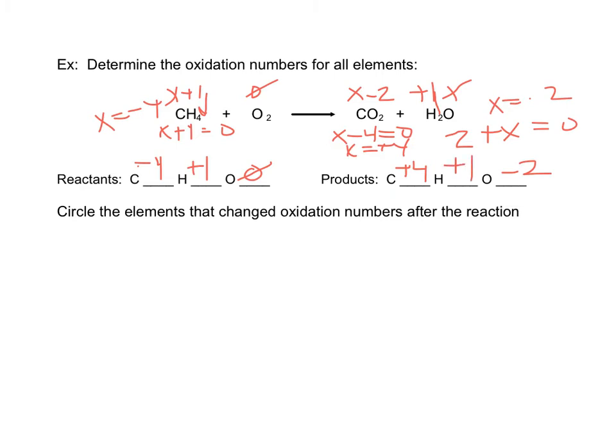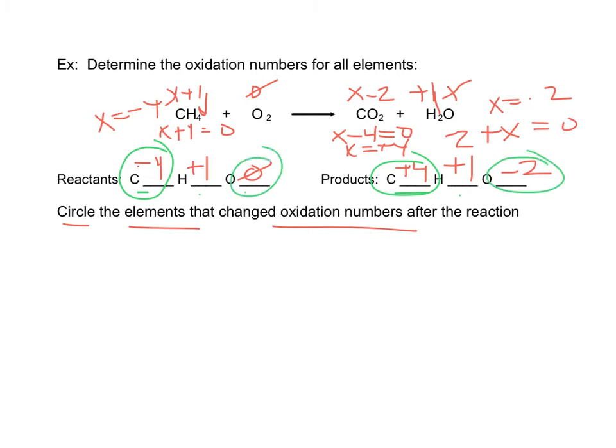And then it says, circle the elements that have changed oxidation numbers, so before and after the reaction. So let's just look at one element at a time. Carbon was -4 before, it changed after the reaction. Hydrogen was +1, hydrogen still +1 before and after. Oxygen was 0, and then it changed to a -2 charge.